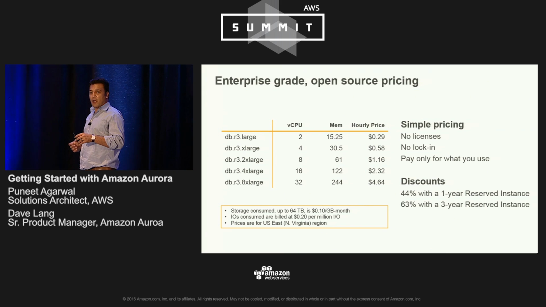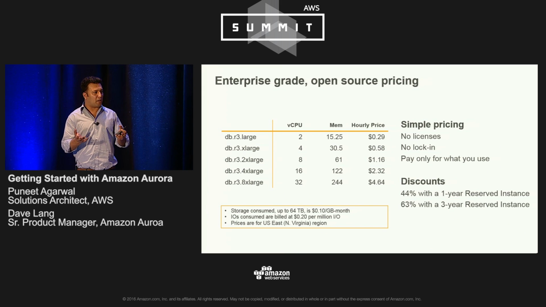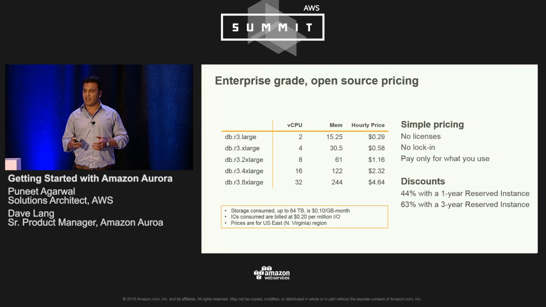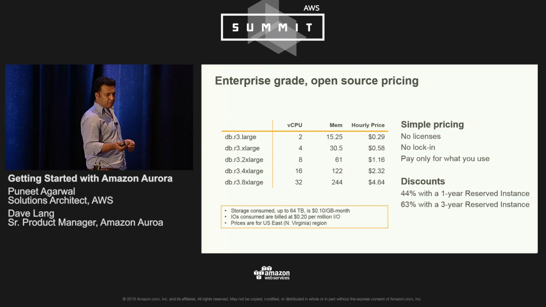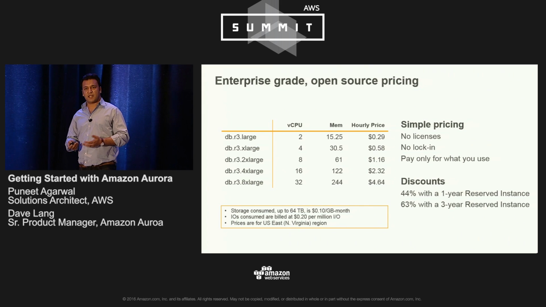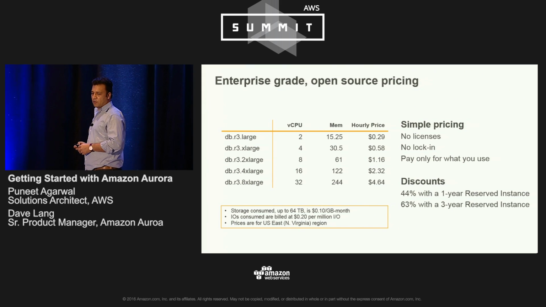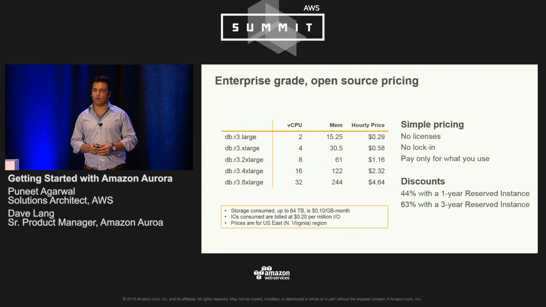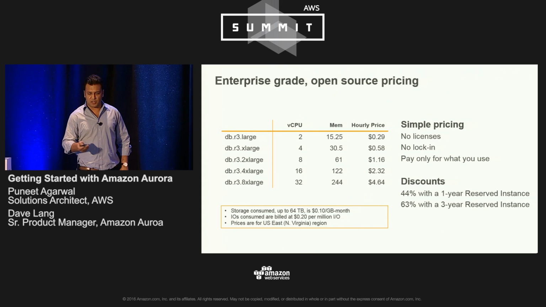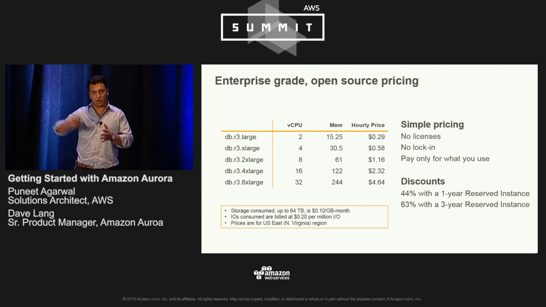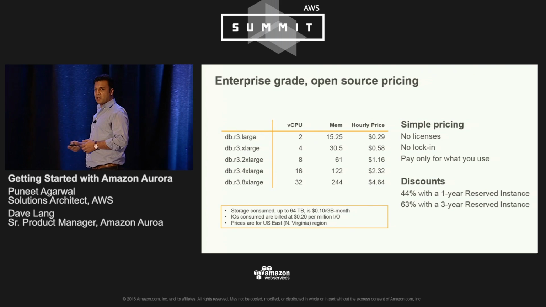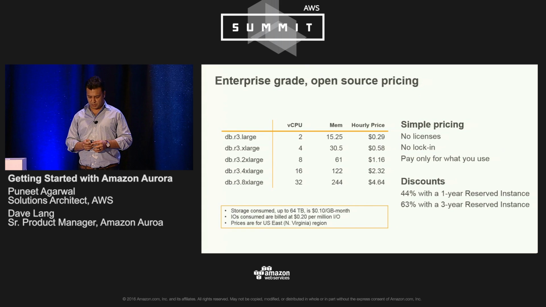But if you do decide to move your applications to Aurora, chances are your production applications will run 24/7. Your database will run 24/7. If that's the case, you can get significant discount over our on-demand prices. For example, if you do reserved instances for 1 year, you can get about 44% discount, and you can get around 63% discount with 3-year reserved instances. And storage is also priced on a consumption basis. So you don't really pay for a lot of storage. You pay for storage as you use the storage and as you do the IOPS on the storage.